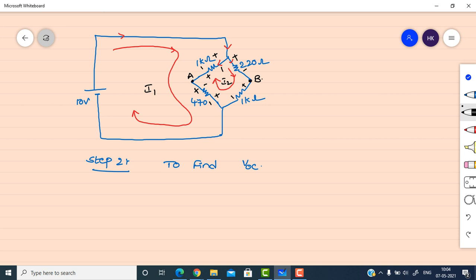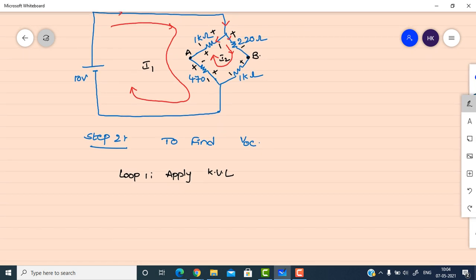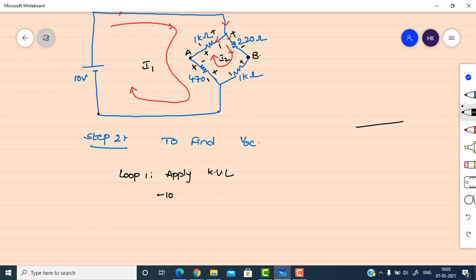After that I will apply KVL to the loops. Then I will write the loop equations. So for loop 1, apply KVL. If you apply KVL to loop 1, I will start at this point. The first sign I am seeing is minus, so minus 10. After that I am entering positive. See, this loop is, don't confuse it with this circuit. This is the first loop.